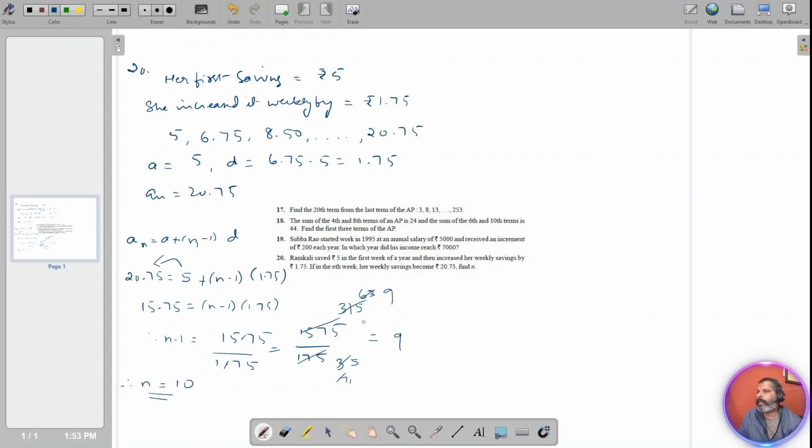So N is 10. What they asked: in which week does her saving become 20.75? Therefore, justify it: in the 10th week her saving becomes rupees 20.75.